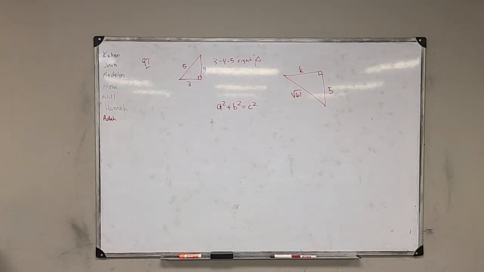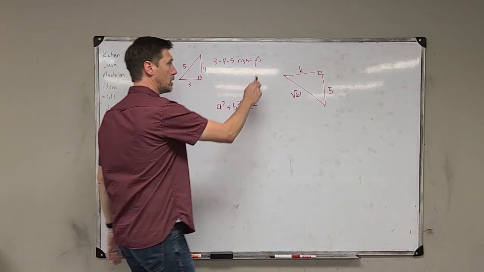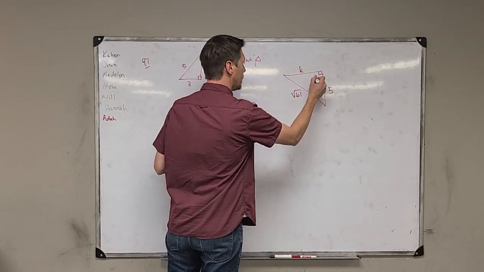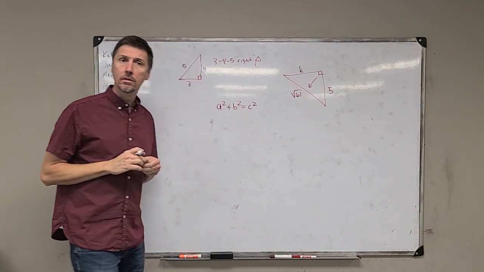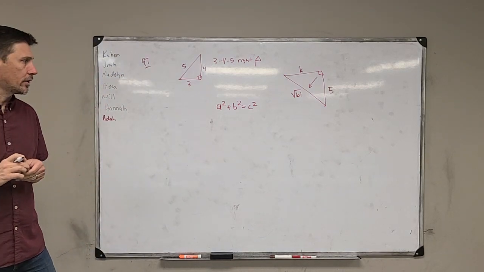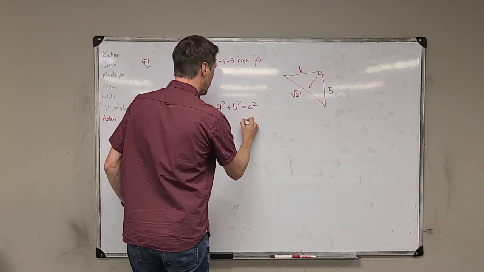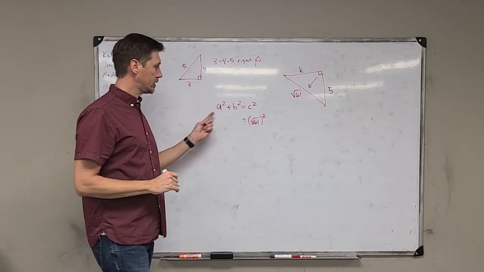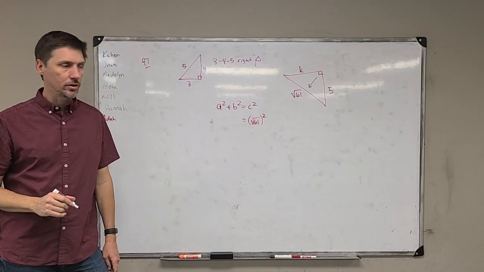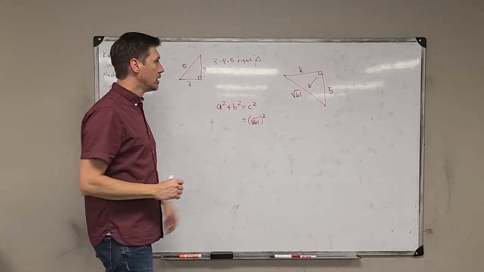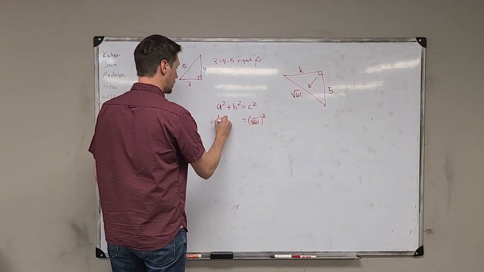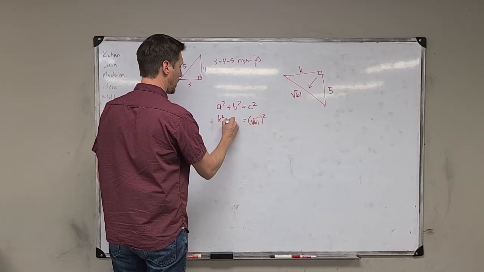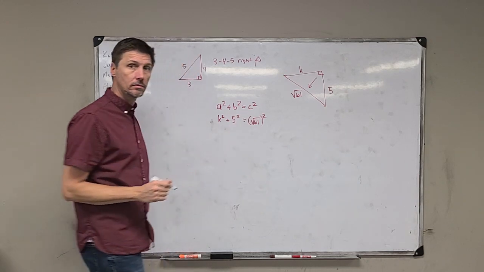61 squared, right? C is always the longest side. It's always the side that's opposite the right angle. So square root of 61 has to go right here. These other two, it doesn't matter where you put them, but this one matters. So we'll say k squared is going to be our a squared, and then plus 5 squared is going to be our b squared.